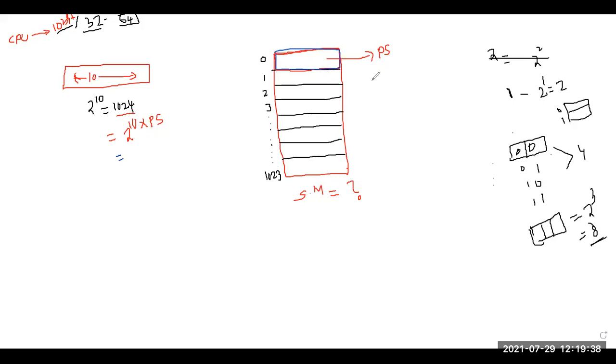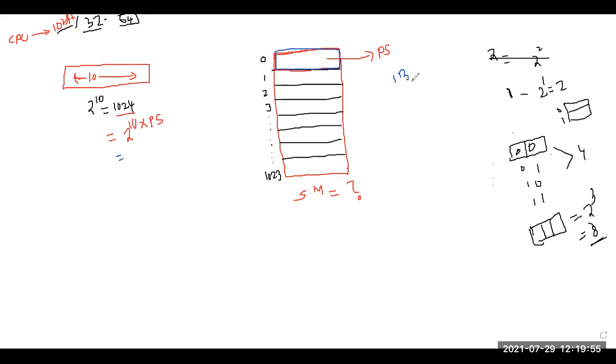Okay, in general, the system is byte addressable. So what do we mean by byte addressable? Each of these page sizes is equal to 1 byte. If nothing is mentioned in the question, remember, the system is byte addressable.